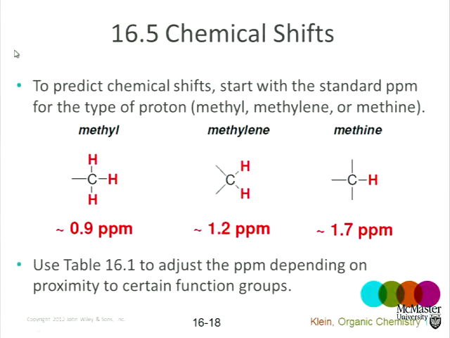Okay, we can predict chemical shift, start with the standard ppm for the type of proton. Here you see again the terms that we've defined in this course already, methyl, methylene, methine. Notice that the chemical shift is a little different. Methyl groups furthest to the right in an NMR spectrum, 0.9, about 1.2, and then about 1.7 perhaps for methine hydrogens in an alkyl chain.